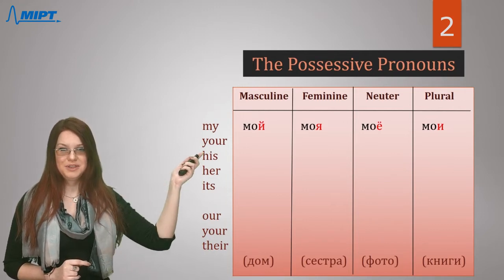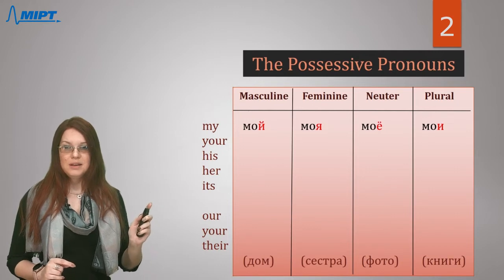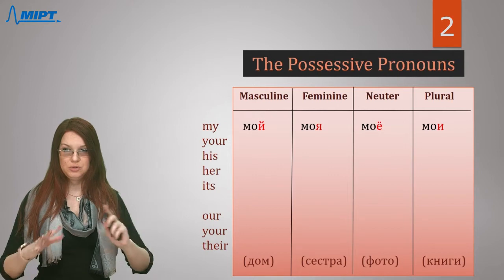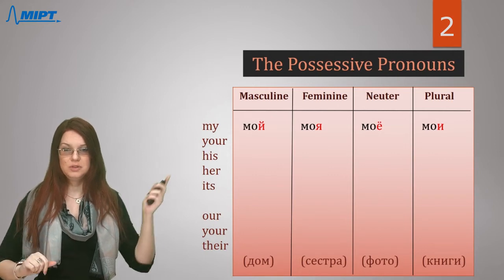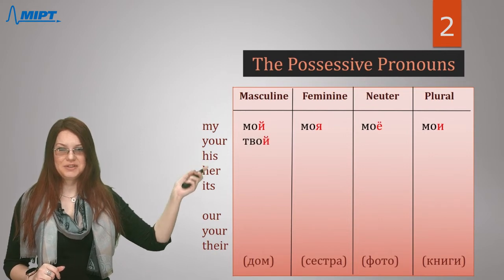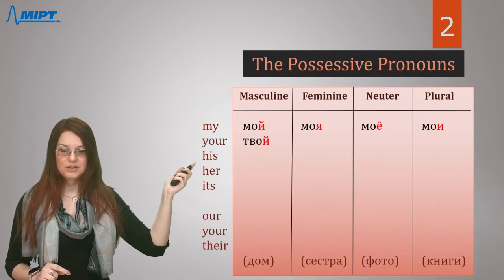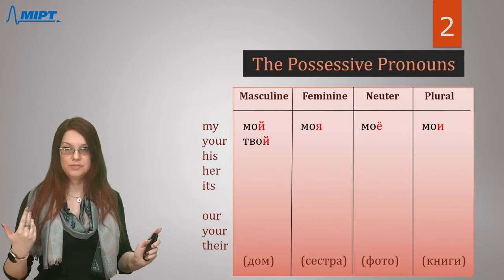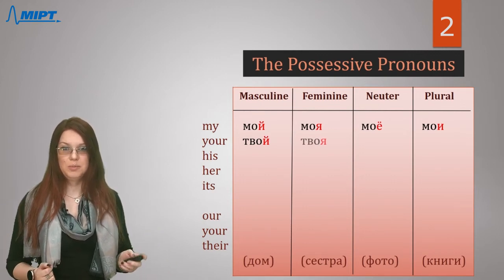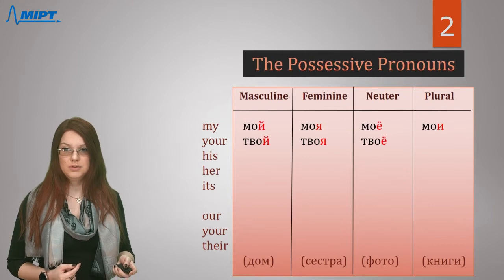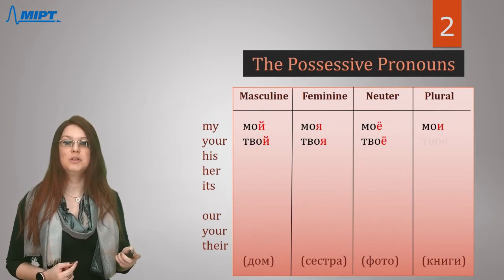So, if you want to say your, and you're talking to one person, I mean not to a group of people, to one person, it matters. For masculine nouns, you will say твой дом, for example, your house, твой дом. For feminine, твоя. For neutral nouns, твоё, and for plural, твои.